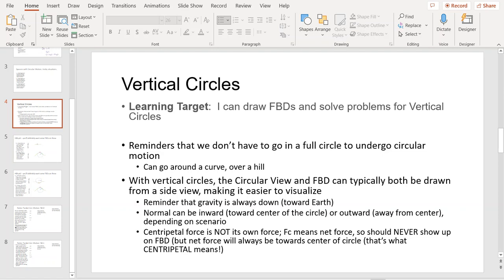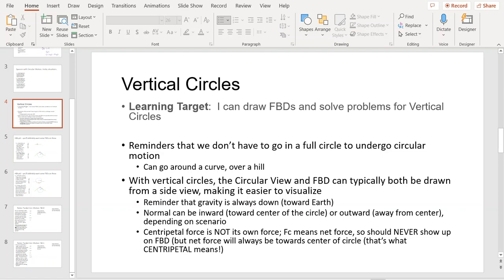With vertical circles, the circular view, that's where we draw out the centripetal force, the centripetal acceleration, and the velocity, and the free body diagram are typically both going to be able to be drawn from a side view, so that will hopefully make it easier to visualize and understand what is going on.